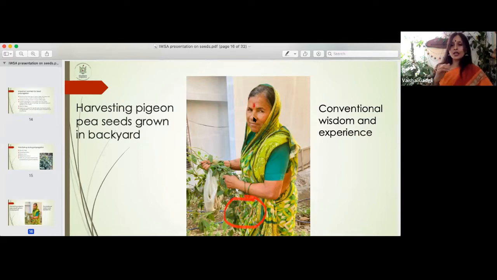What is in our control is how to not destroy the ecosystem around it, because the seed comes with its own power. Nature has already given it the power. We have to make sure that we do not destroy the ecosystem around it and just keep it as it is. Okay. And she is using her conventional wisdom while harvesting the seed. The seed has to be really dry at the time you harvest it.